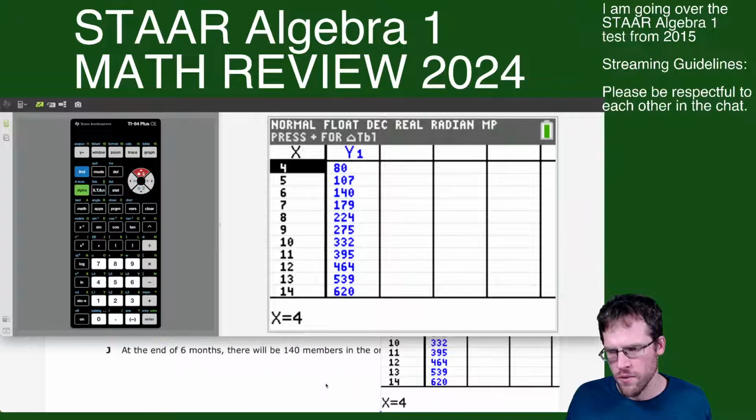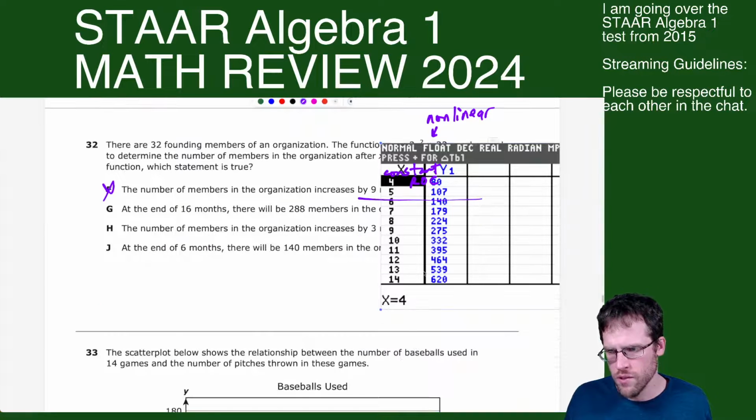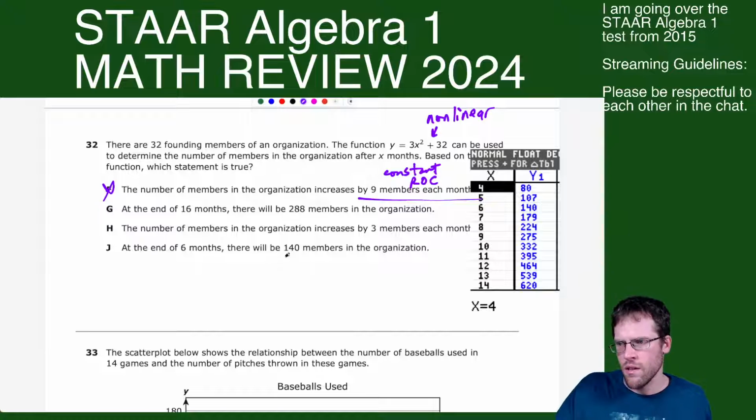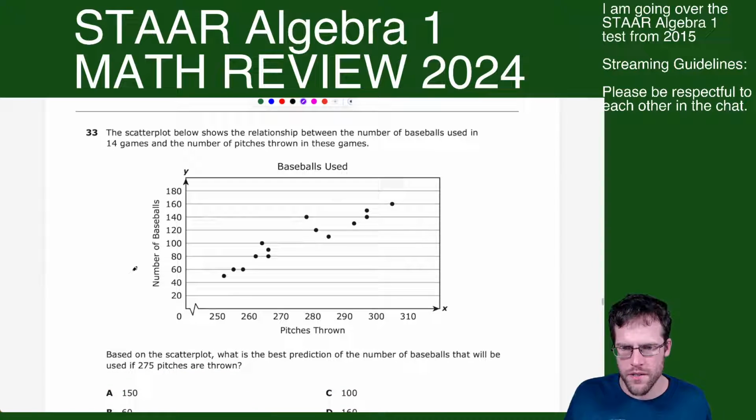So if we borrow the table and we just look, so at the end of 6 months, there will be 140 members. If we look at 6, there's 140 members. Okay, so J is it. 32 should be choice J. All right, scatter plot.